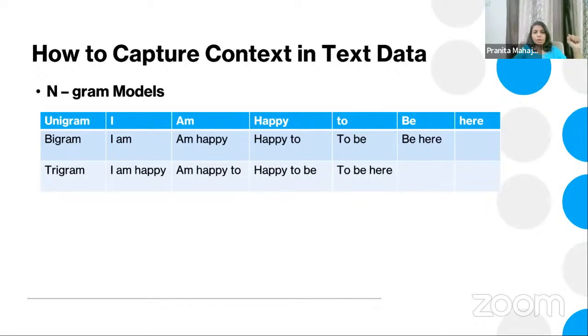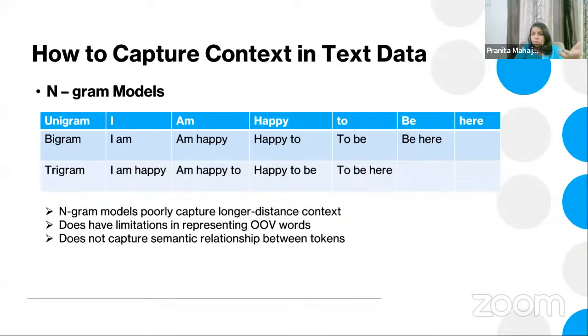Now, what is the advantage of representing it this way? We can see that we are able to capture the neighbors of the words. If we have the neighbors, then the understanding of the word, the understanding of the context, will be a little more. But it also has some drawbacks. The drawback of N-gram models is that they do not capture longer-distance context.